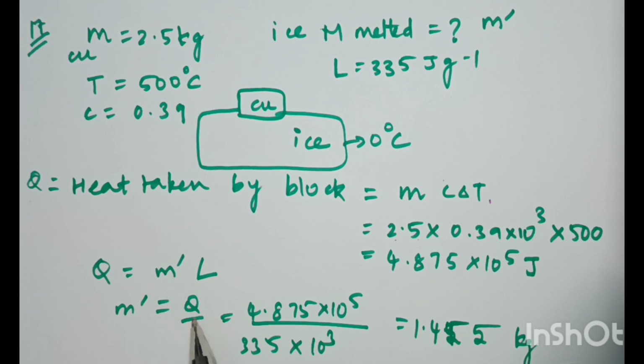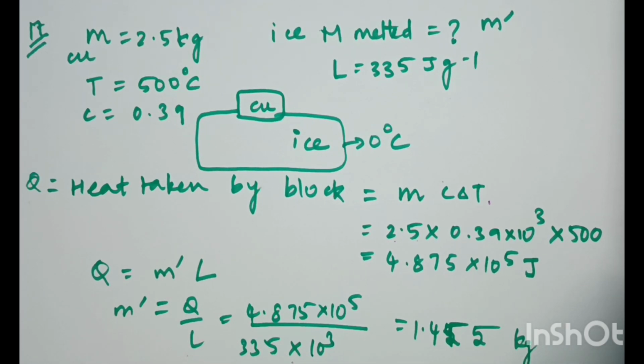So now m dash is equals to q by L. Just substitute the values of q and L. So you are going to get the answer 1.455 kilogram. So this is the amount of ice that is melted.